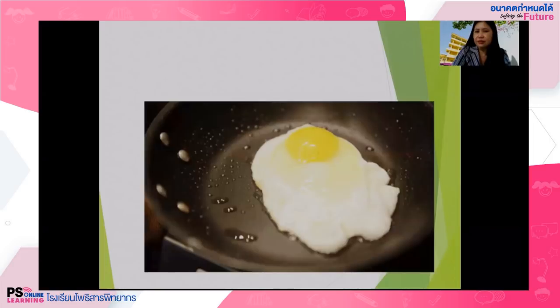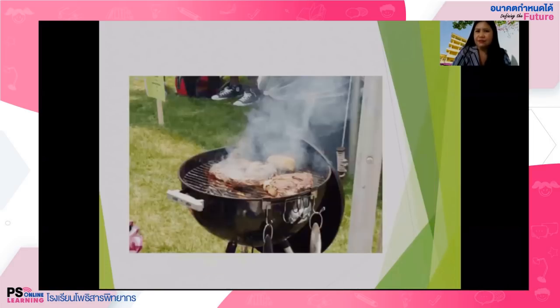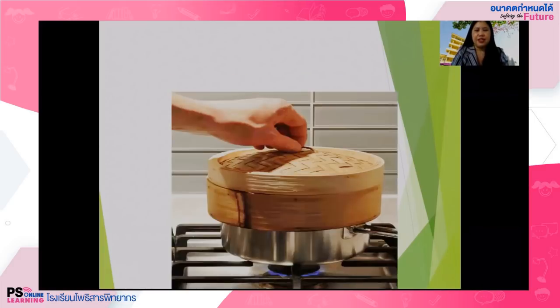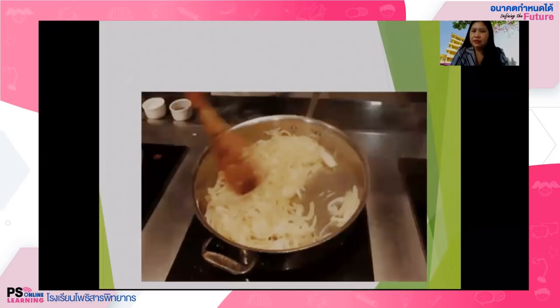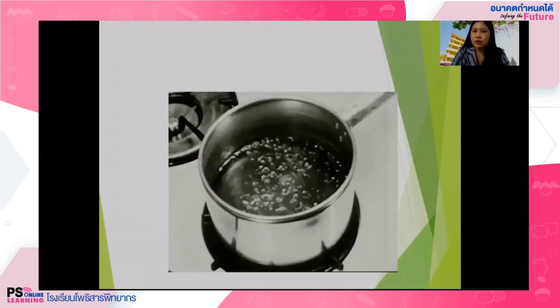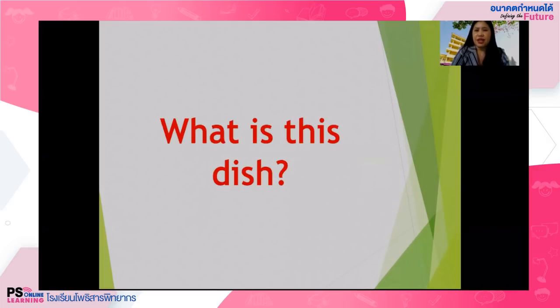This one again, fried. Very good. This one, grilled. Very good. This one, steamed. Okay. And sauteed. Very good. One more, boiled.